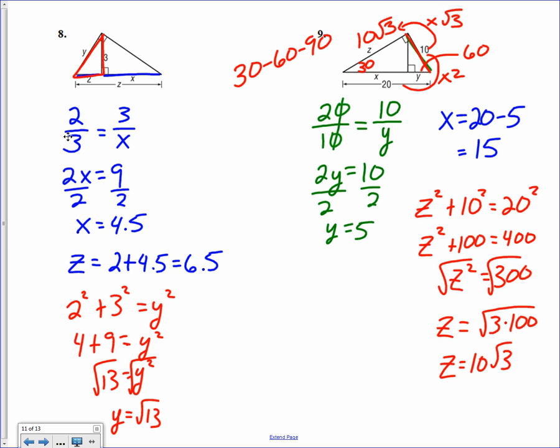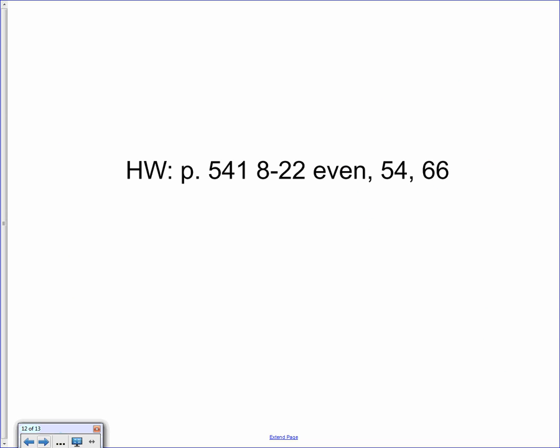All right, lastly, we have our homework. Yes, I know all of the work that you're doing is at home, but I do need you to actually show me that you can do these things. So page 541, 8 to 22 even, 54 and 66. And these will be due tomorrow. So on Thursday, I expect to see them done by noon.